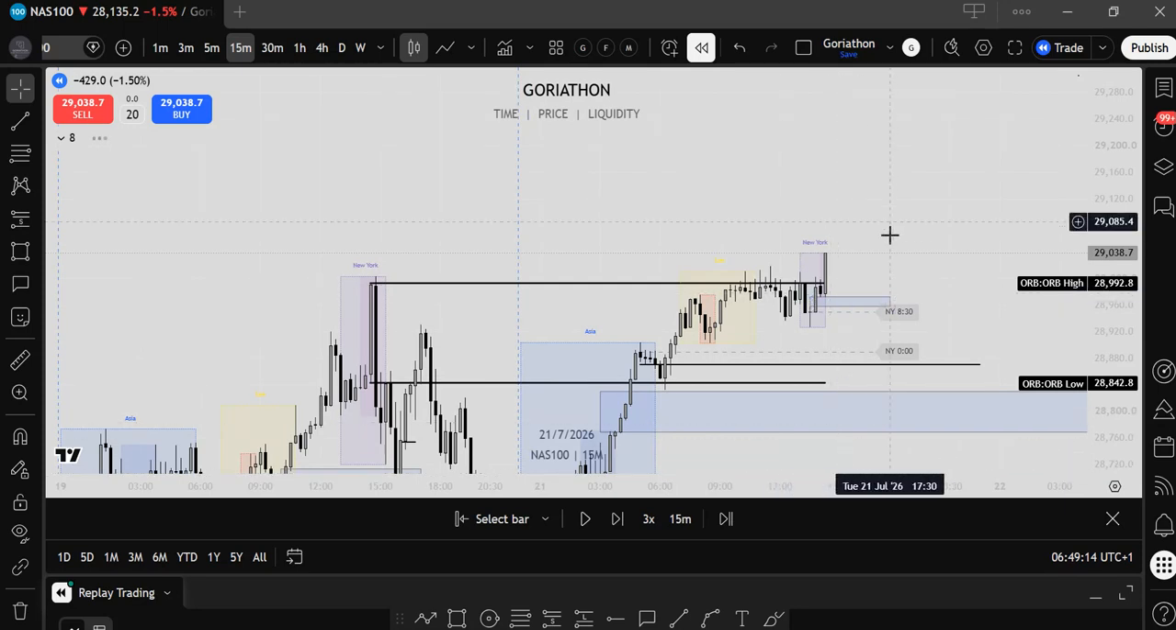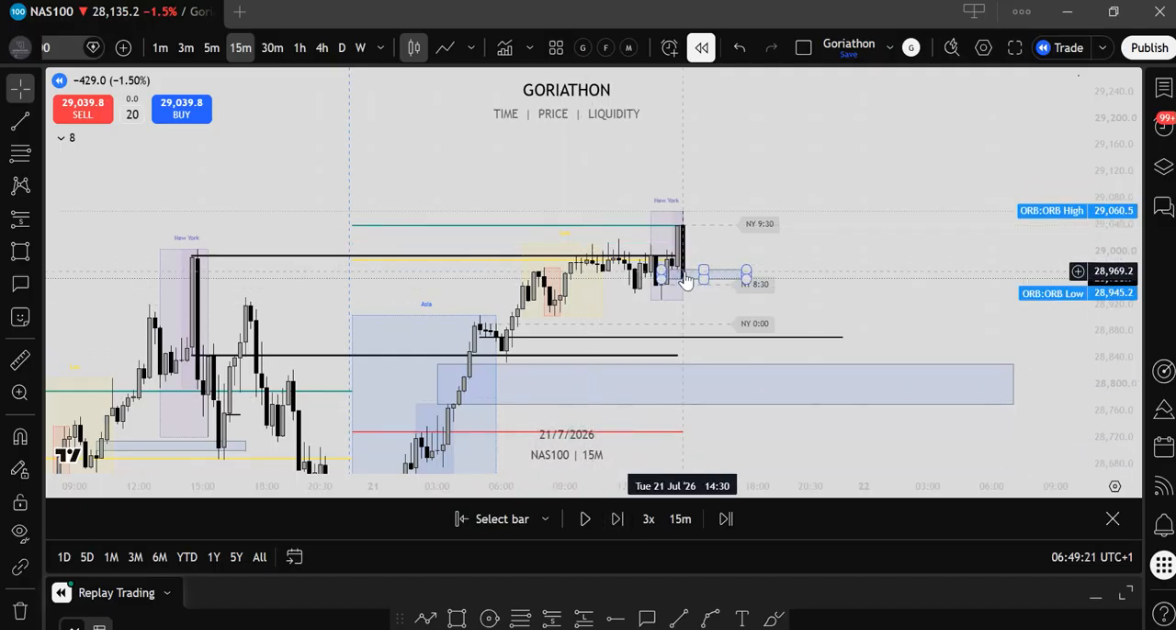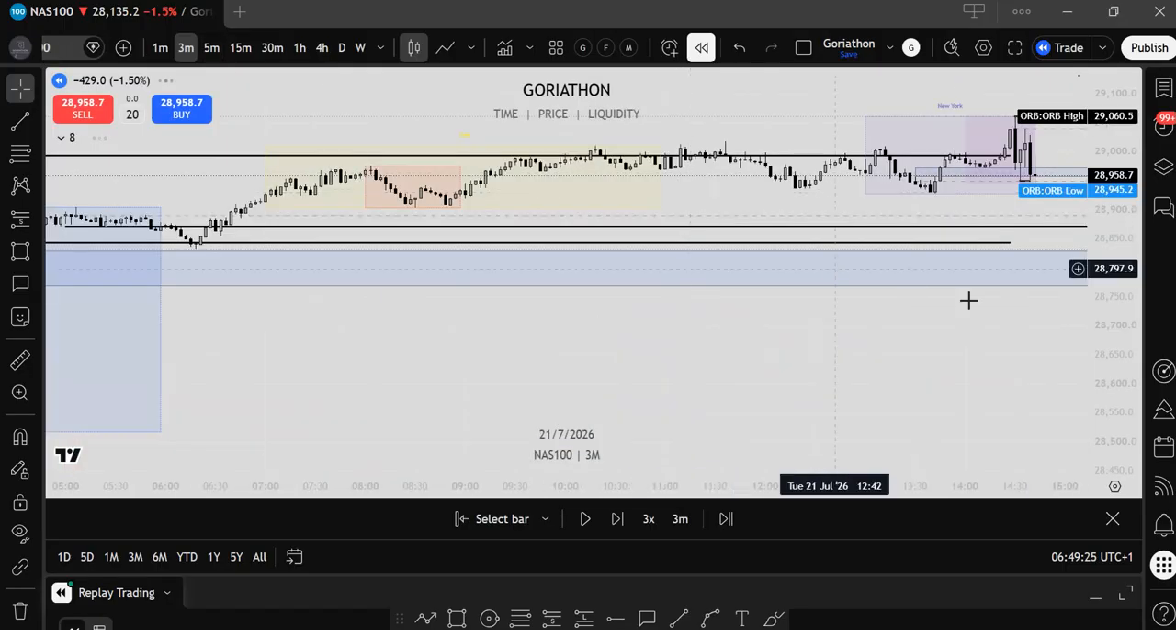Now understand, if price moves away without us, then it's just not your day, right? Just not your day. The first 15 minutes you don't trade. You can jump to 3-minute time frame.